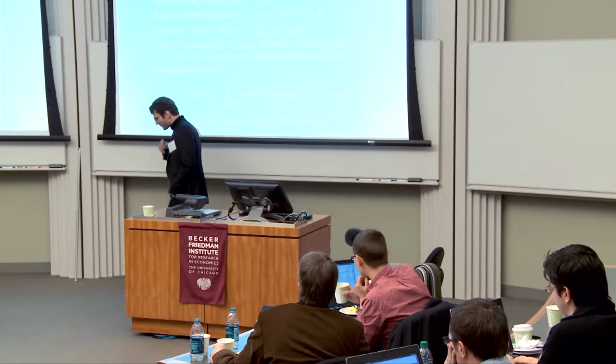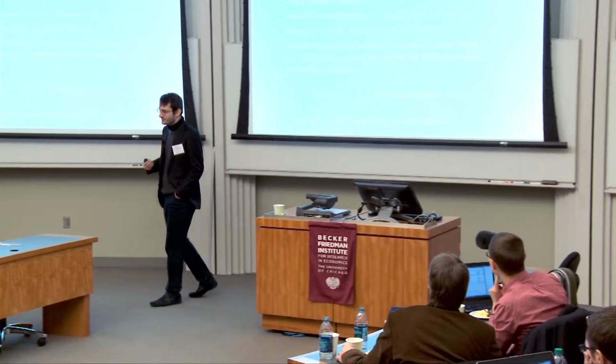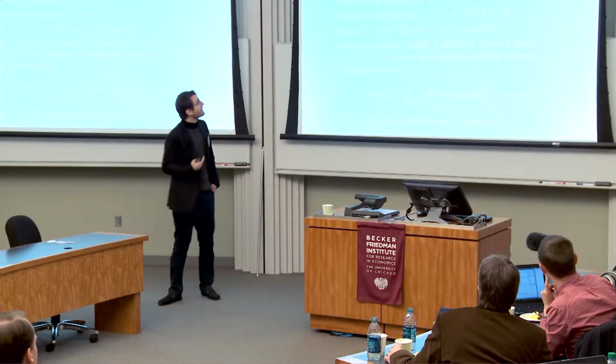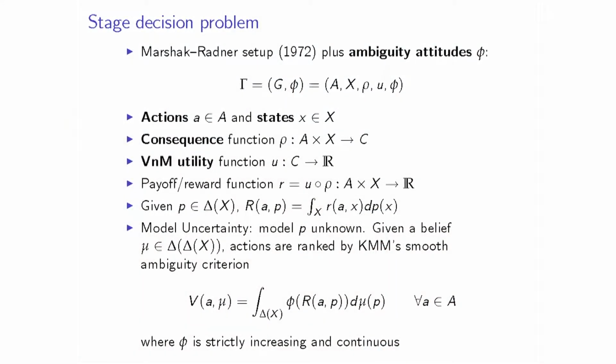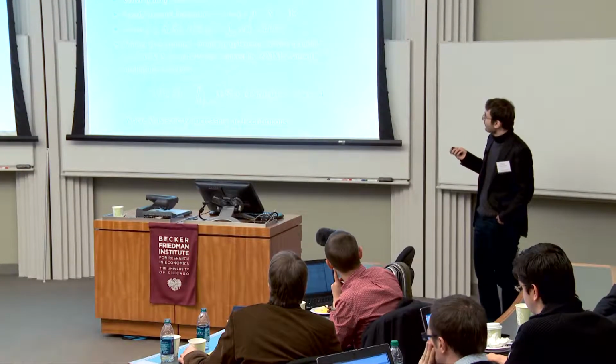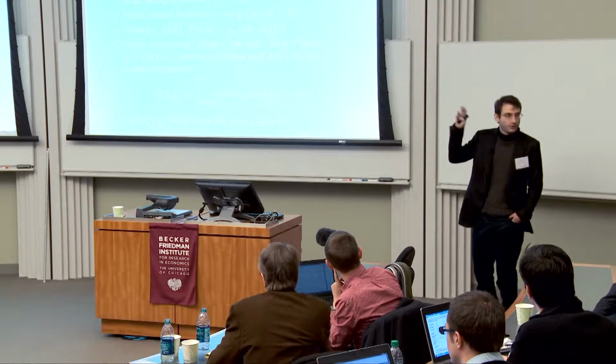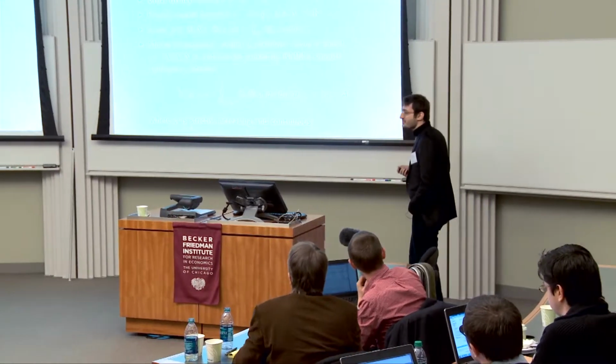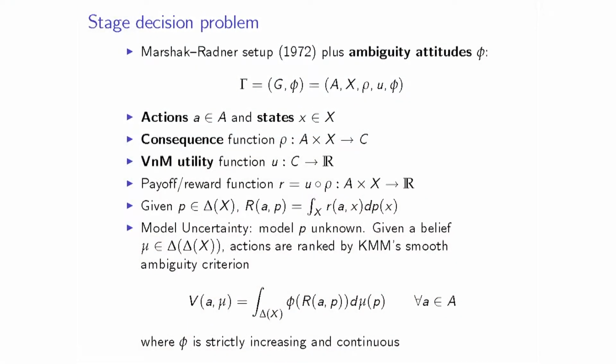So our problem is going to be a dynamic decision problem, but first I have to describe the stage decision problem. And the setting we decided to use is the standard Marschak-Radner setup with an extra element, ambiguity. So there are 5 elements that describe the stage decision problem. The first, they are all in bold characters. So the first element is a set, capital A, of actions that the decision maker can take at each point in time, okay? So in particular within a stage decision problem.